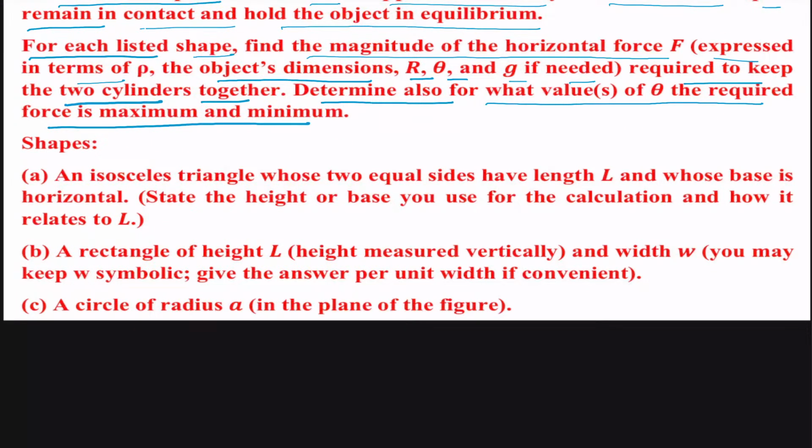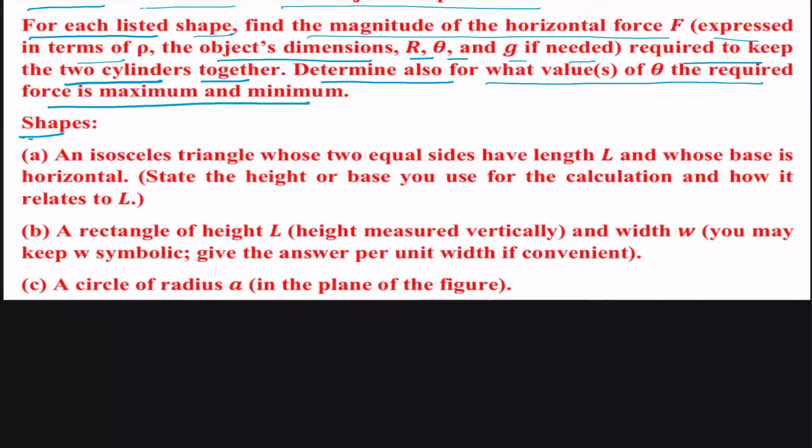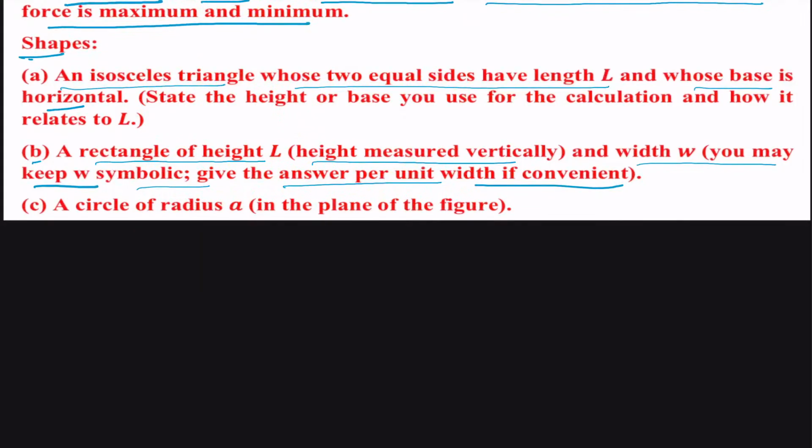And we are given 3 shapes here. First shape is an isosceles triangle whose 2 equal sides have length L and whose base is horizontal. Shape B, a rectangle of height L measured vertically and width W. You may keep W symbolic, or give the answers per unit width if convenient. And part C, a circle of radius A in the plane of the figure. So we have 3 shapes, and we are going to solve them one by one.